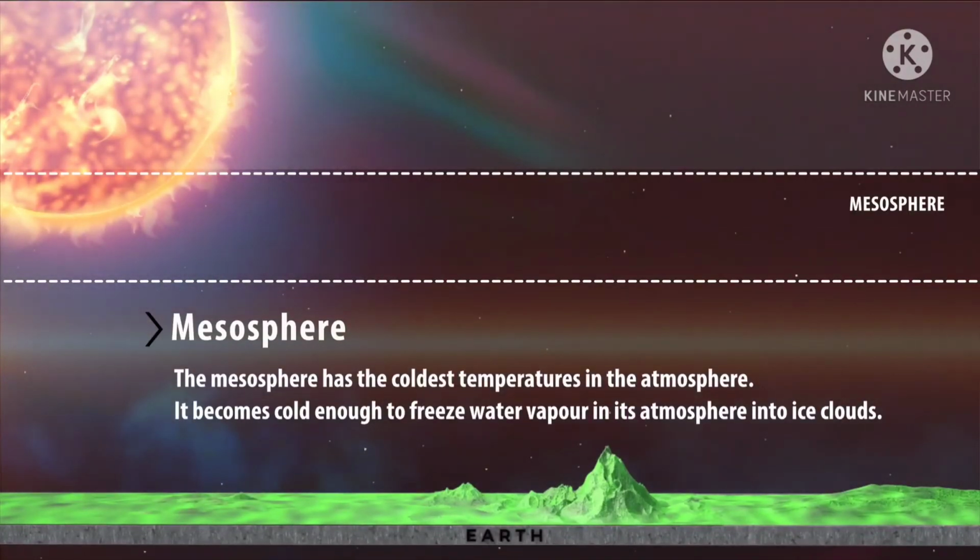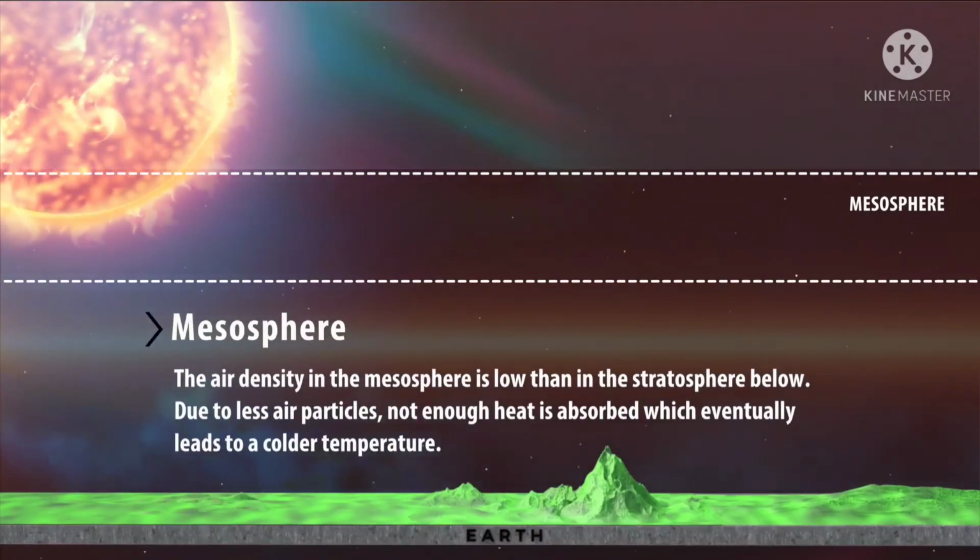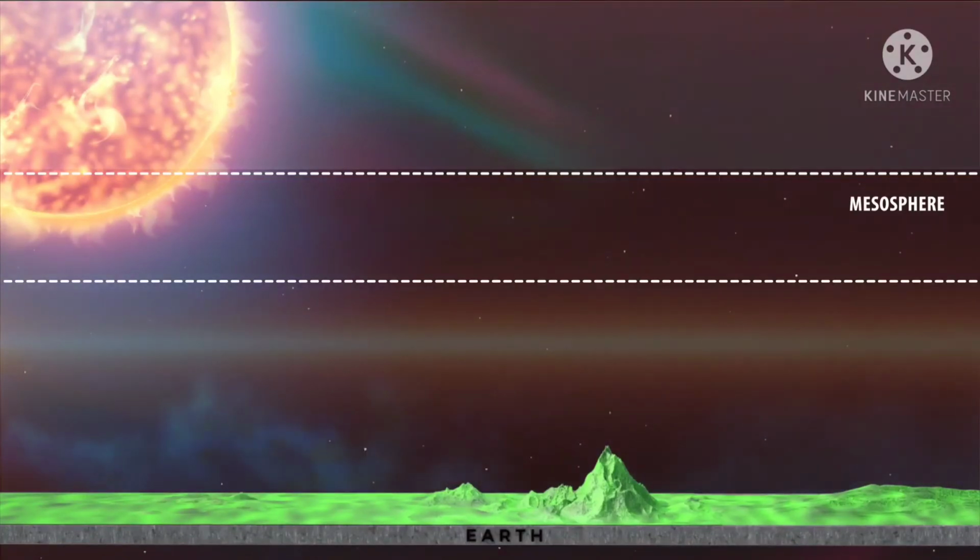Then mesosphere. The mesosphere has the coldest temperature in the atmosphere. It becomes cold enough to freeze water vapor in the atmosphere into ice clouds. The air density in the mesosphere is lower than in the stratosphere below. Due to fewer air particles, not enough heat is absorbed, which eventually leads to a colder temperature.